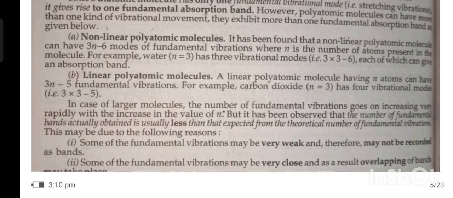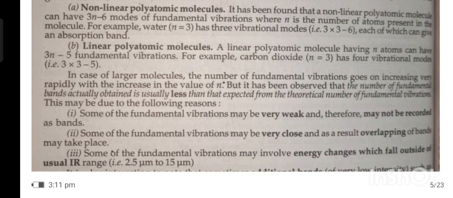Second, linear polyatomic molecules. A linear polyatomic molecule can have 3n-5 fundamental vibrations. For example, carbon dioxide, with n equal to 3, has 4 vibrational modes, such that 3×3-5. In the case of larger molecules, the number of fundamental vibrations goes on increasing very rapidly with increase in the value of n.